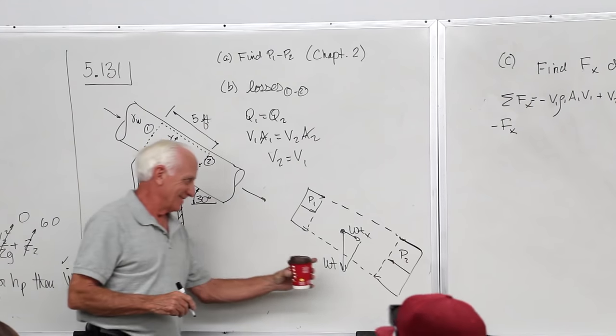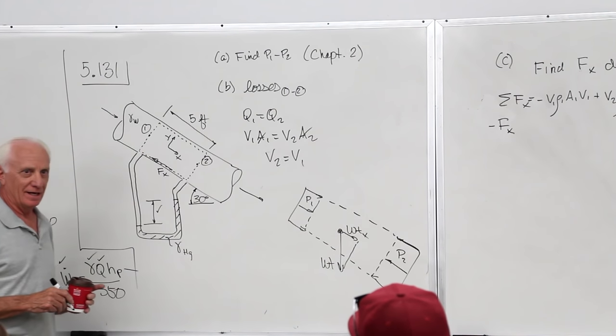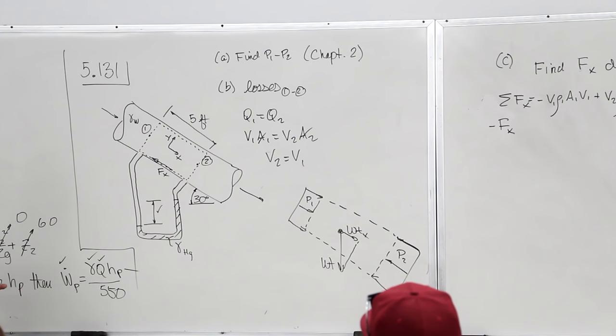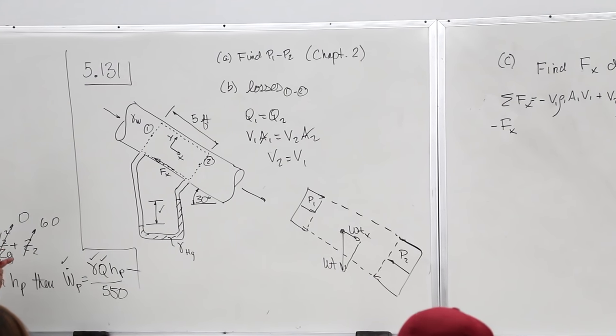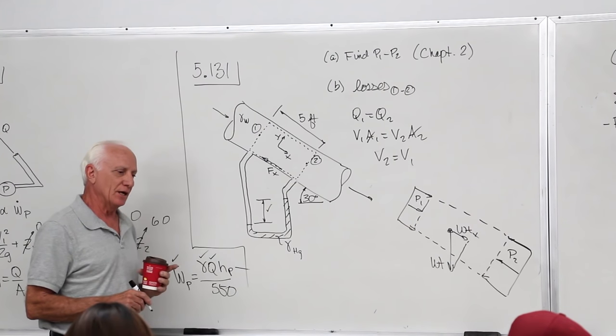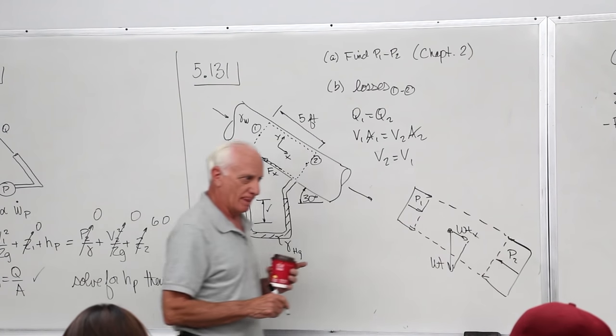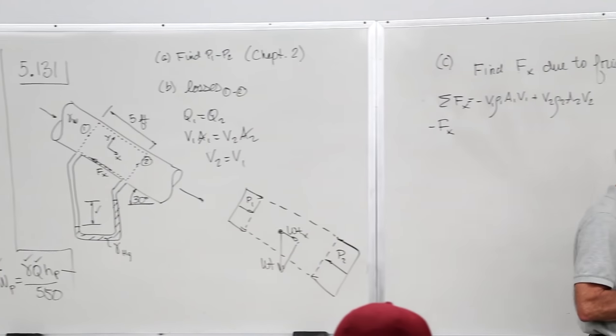The weight, the actual weight times the sine of 30 acting in the axial direction. The weight of what? Don't include the pipe. Look at my dashed lines. Did my dashed lines include the pipe wall? No. They only included the water. They didn't include the pipe wall.